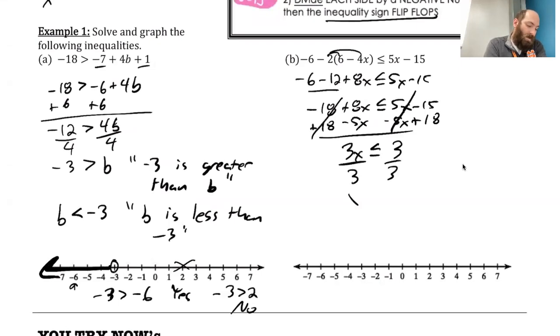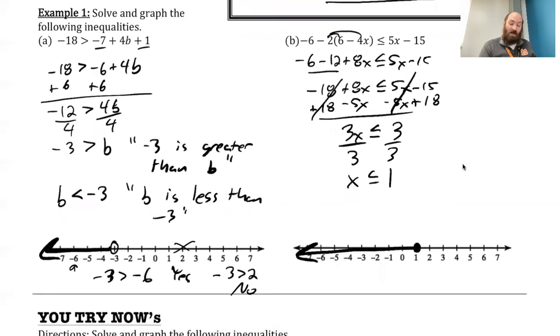Then I divide by 3 to both sides. And again, I did not divide by a negative, so I'm not flipping my sign. So x is less than, or sorry, less than or equal to 1. Here's my border number at 1. It's already written left to right, so I don't need to change anything. So I'm just going to go this way with that. And that's it. That's our basic inequalities.